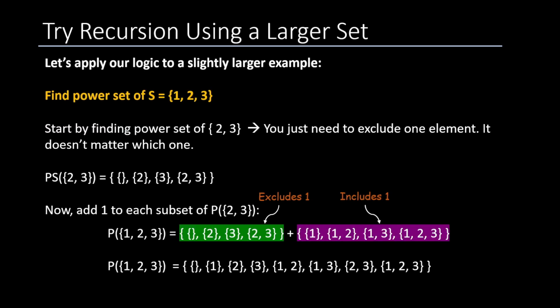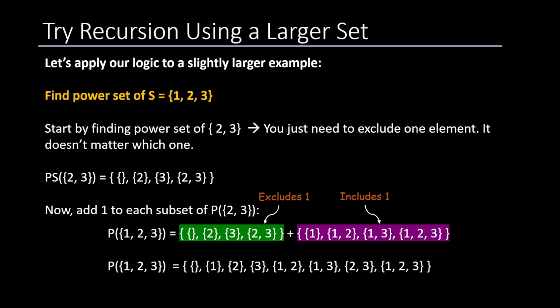Before creating the power set function, let's take our recursive logic and apply it to a slightly larger set S equal to {1, 2, 3}. We'll start by finding the power set of the smaller set {2, 3}. Remember, it does not matter which element you exclude first. You only need to exclude one element. Here we are excluding 1. The power set of {2, 3} is the empty set, the subset with element 2, the subset with element 3, and the subset with elements 2 and 3.